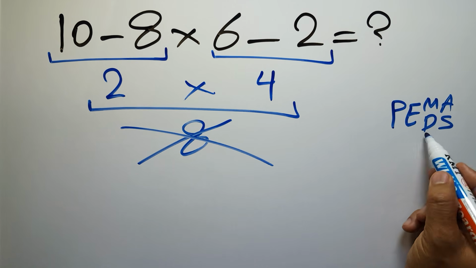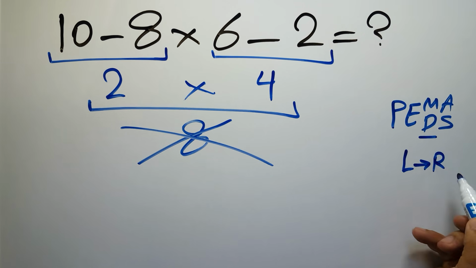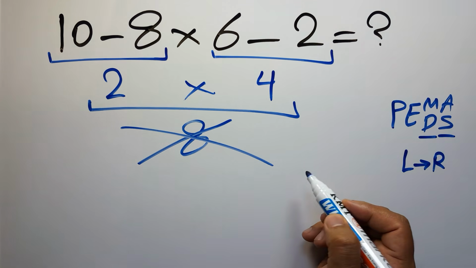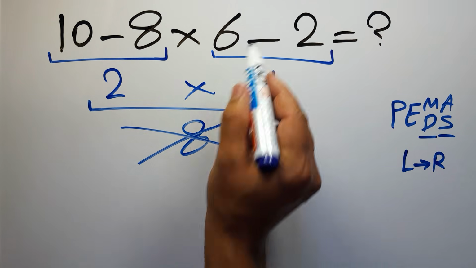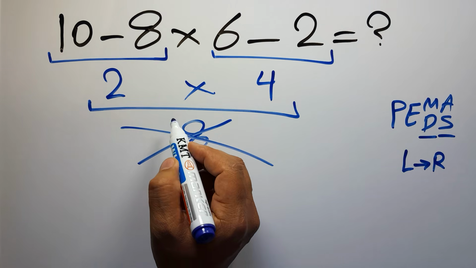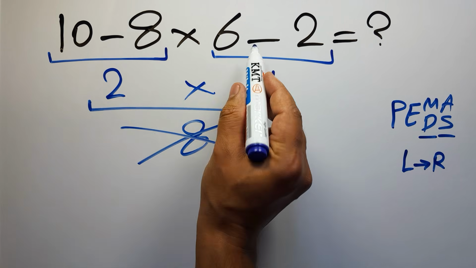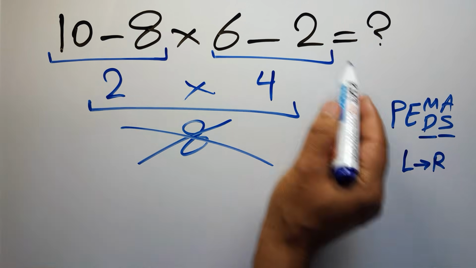Remember that multiplication and division have equal priority and we have to work from left to right. And the same applies to addition and subtraction. In this expression we have 2 subtractions and 1 multiplication. According to PEMDAS, multiplication has higher priority than subtraction. And when we have more than one subtraction in an expression, we have to work from left to right.